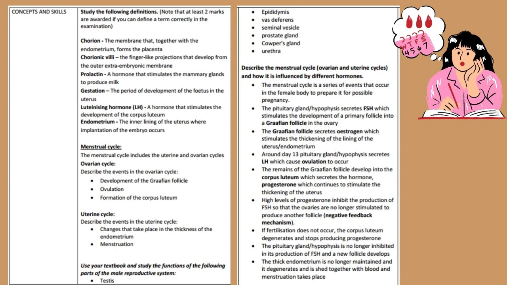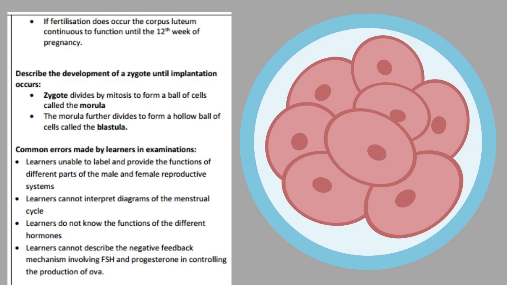The pituitary gland/hypophysis is no longer inhibited in its production of FSH and a new follicle develops. The thick endometrium is no longer maintained and it degenerates and is shed together with blood and menstruation takes place. If fertilization does occur, the corpus luteum continues to function until the 12th week of pregnancy.